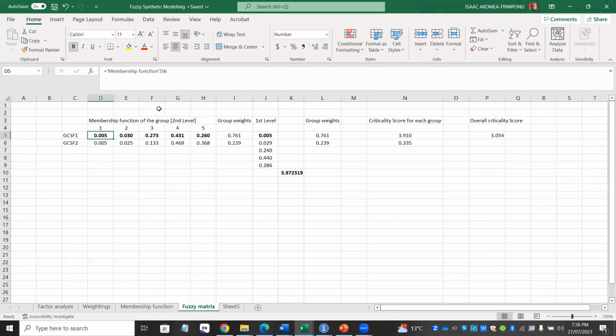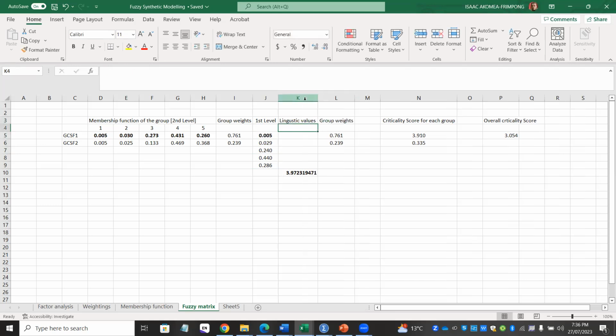Very simple. So weight, this multiplied by this, plus this multiplied by that. So that's exactly what I've done. And when you do that, you get this first level. So this is going to be the first level. And with this first level, we can now assign the linguistic values to them, or linguistic terms for them.